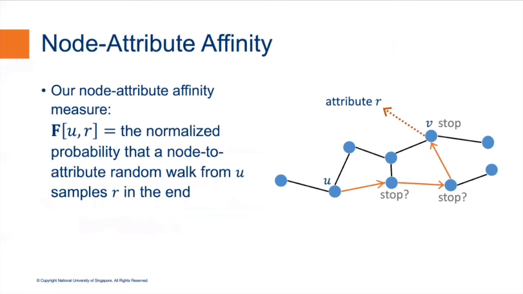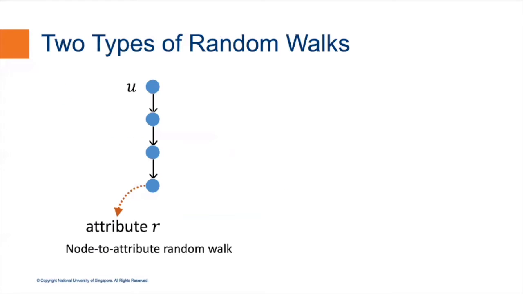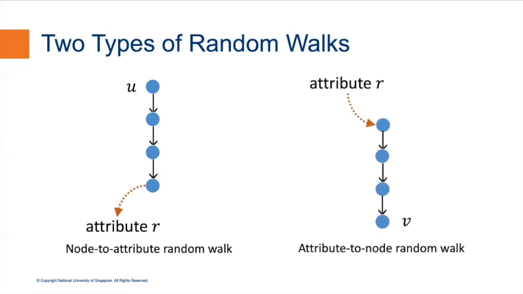Based on the above notion of random walks, we define the node attribute affinity FUR between node U and attribute R as the normalized probability of this node to attribute random walks. In addition to the random walk that goes from a node to an attribute, we also define a type of random walk that goes from an attribute to a node, and we'll explain why we do this.